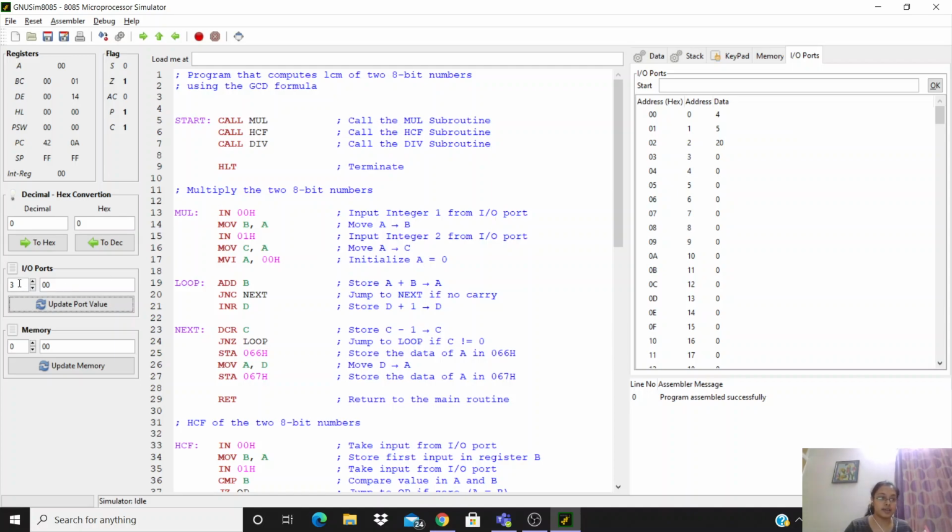So let's take another example. Let's take the two numbers as 40 and 5. If I run this program, then our LCM comes out to be 40, which is the product of 40 and 5, which gives us 200, divided by the HCF of 40 and 5, which is 5. The highest common factor of 40 and 5 is 5. So it's 200 by 5, which gives us 40. So by this we can see that we can calculate the LCM of two 8-bit numbers by using the product and HCF formula. So thank you.